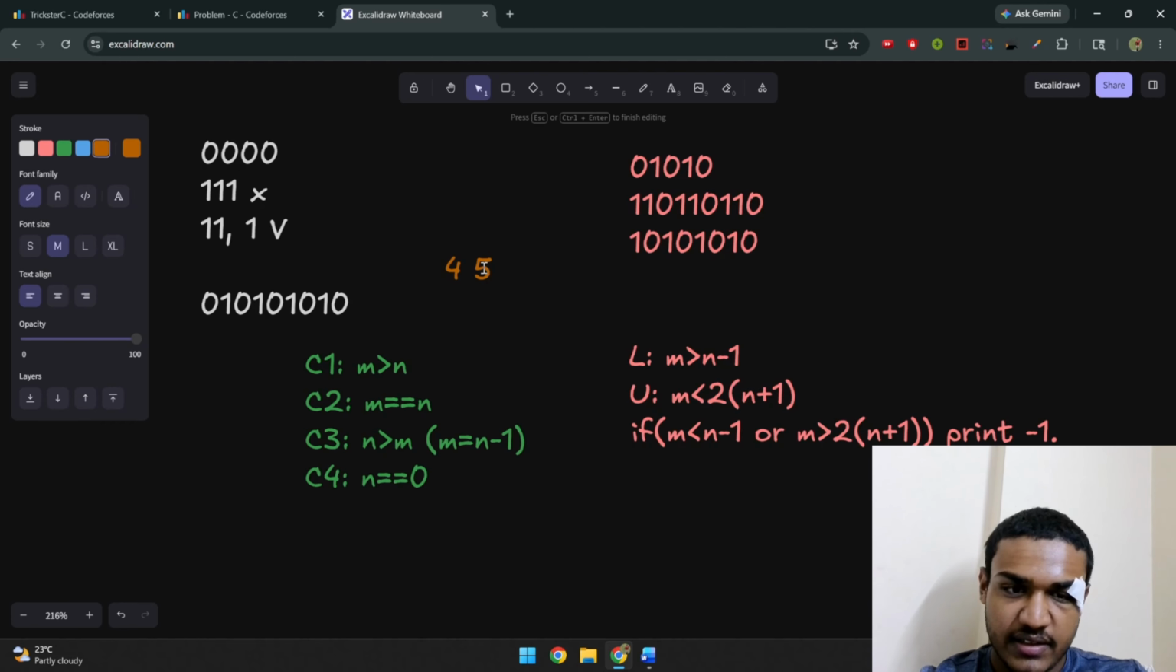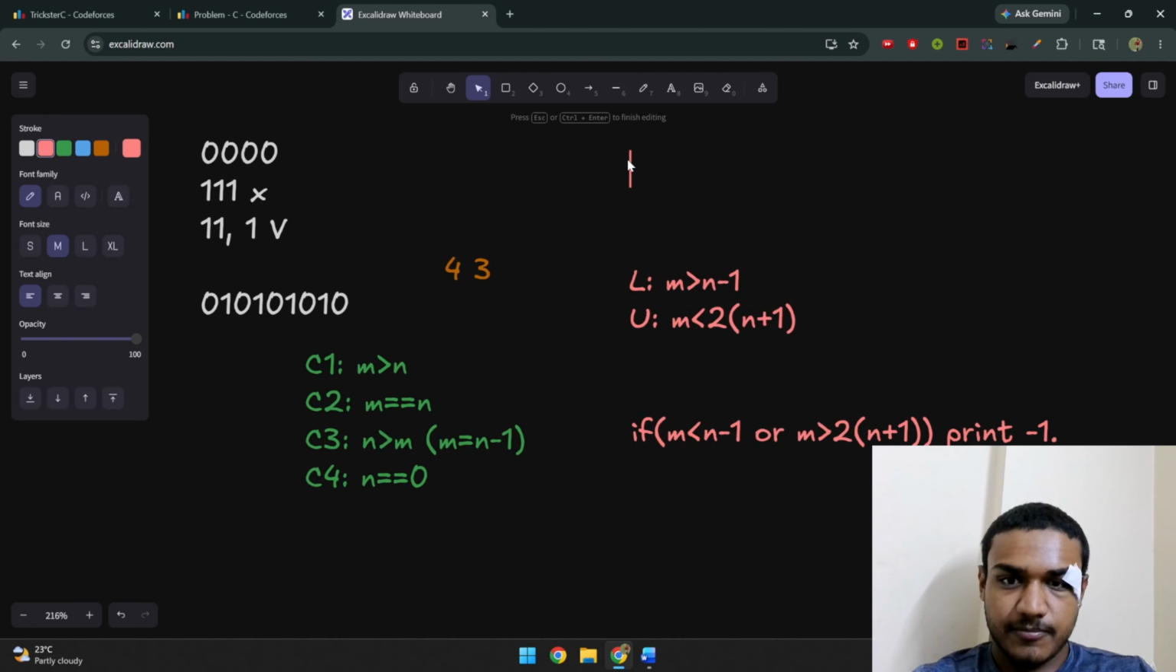My bad, I think it's the other way. So let's say you have 4, so this will be 3. If I were to take that example, first I would check if m is greater than n, which is not true. m is equal to n, which is also not true. n greater than m.